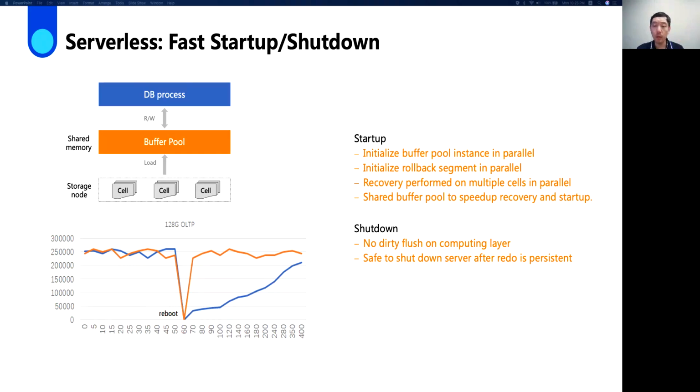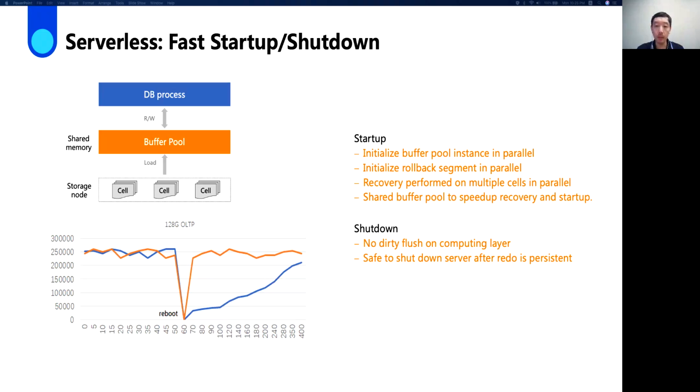We also rely on shared memory for the buffer pool, so that the lifetime of the buffer pool is independent from the database instance. The data in the shared memory buffer pool is still warm even after an instance is rebooted, which shortens the startup and recovery time.